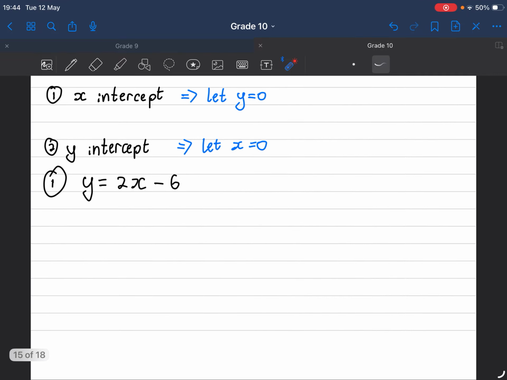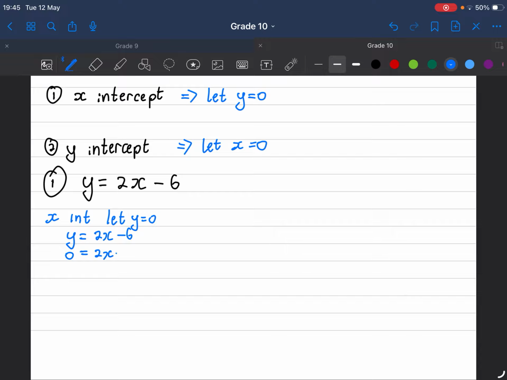Right, so let's try this out. For the x-intercept of this graph, every time you do this, you're going to write this line down: x-intercept, let y equal 0. So you're going to write down your equation as is. y is equal to 2x minus 6. We're drawing the graph by finding points of interest. So you say y equals 0, you put a 0 for y and write your equation, and then you solve for x. So 6 is equal to 2x. Divide by 2 and x is equal to 3.